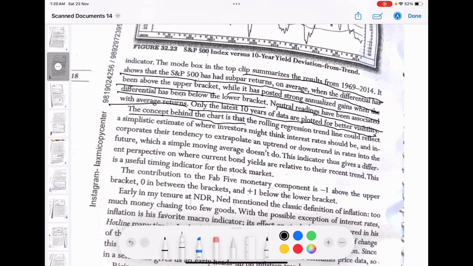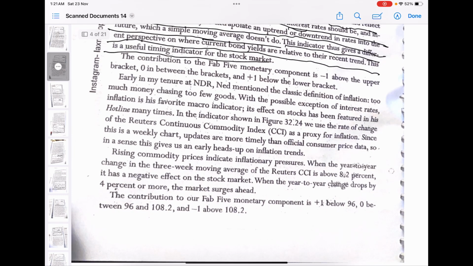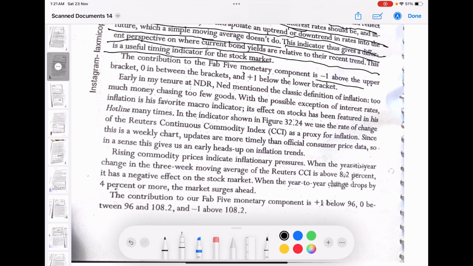The concept behind the chart is that the rolling regression trend line could reflect a simplistic estimate of where investors might think interest rates should be. It incorporates the tendency to extrapolate an uptrend or downtrend in rates into the future, which a simple moving average doesn't do. This indicator thus gives a different perspective on where current bond yields are relative to their recent trend. This is a useful timing indicator for the stock market. The contribution to the Fab5 monetary component is -1 above the upper bracket, 0 between the brackets, and +1 below the lower bracket.